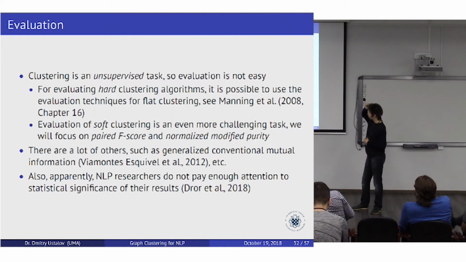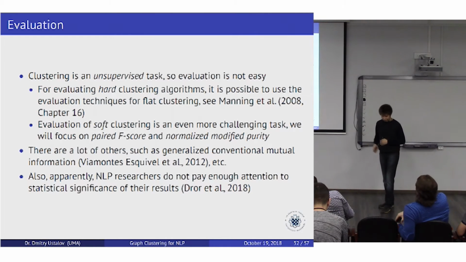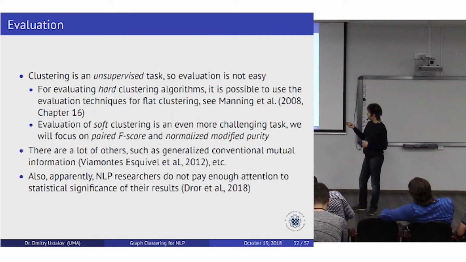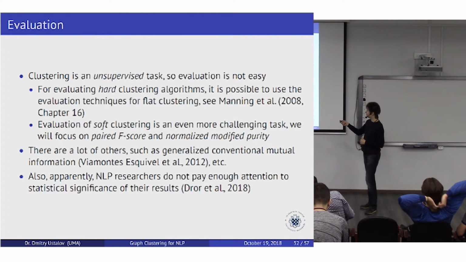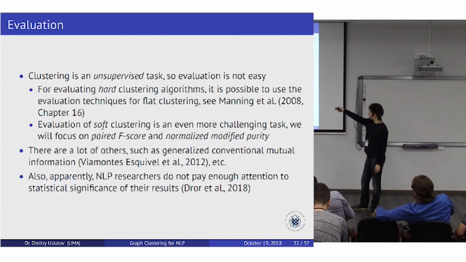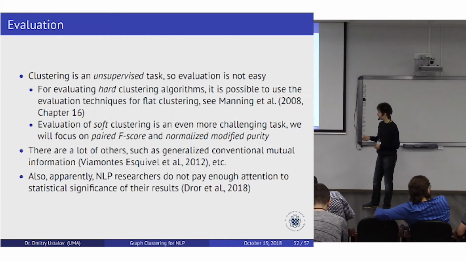And for evaluating hard clustering, it's possible to use the classic algorithms, Rand index, whatever. They're all described in Manning, the classical Introduction to Information Retrieval book. But soft clustering is difficult. It's difficult to run. It's difficult to evaluate as well. And I'll focus on two different measures for that. There are a lot of them actually, but these two I think are the most interpretable and straightforward. So the larger this measure is, the better your clustering is as well.